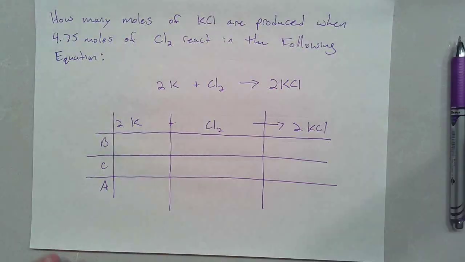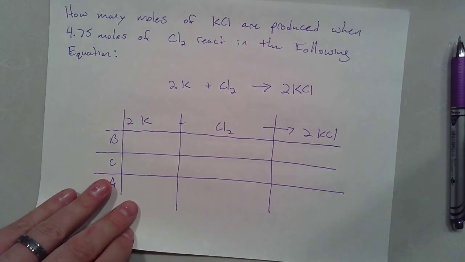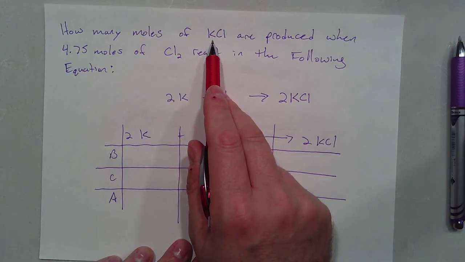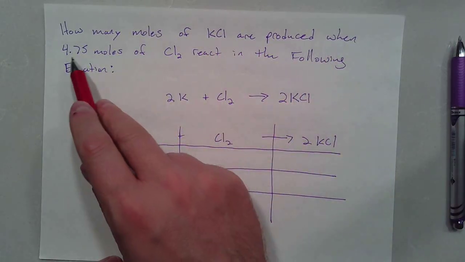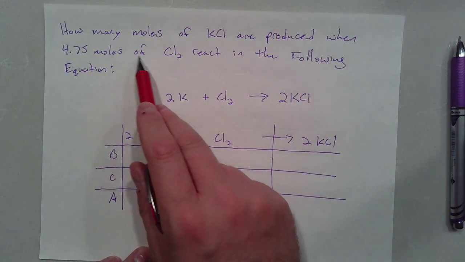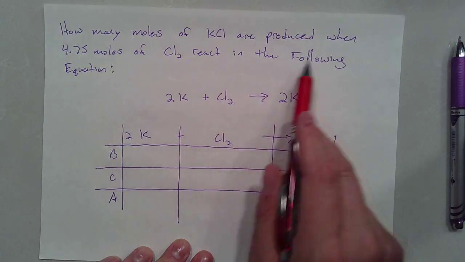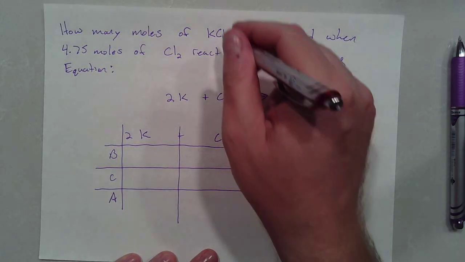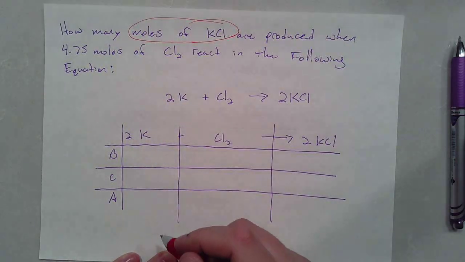Let's look at another example here. I think this is the last one. So how many moles of potassium chloride are produced when 4.75 moles of chlorine react in the following equation? Pause here and try to get this one, okay? Great. So how many moles of KCl?